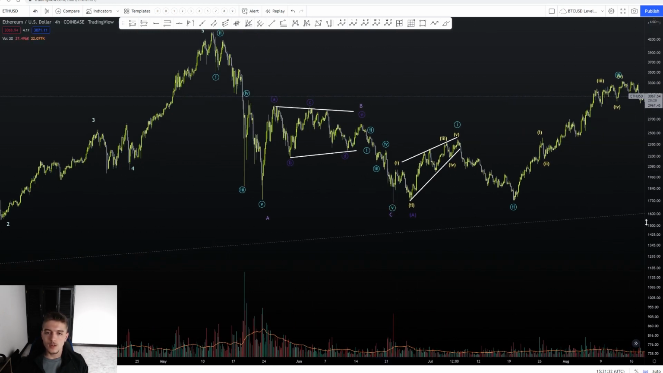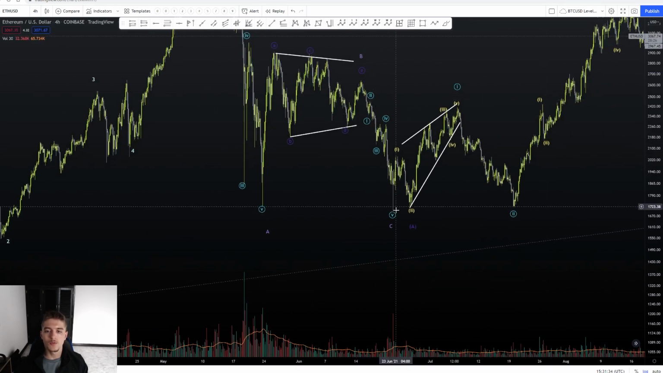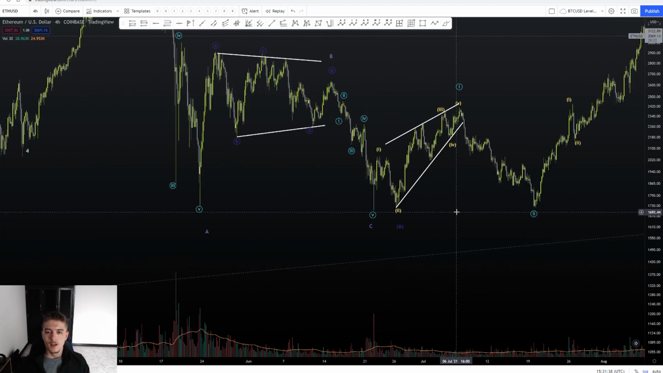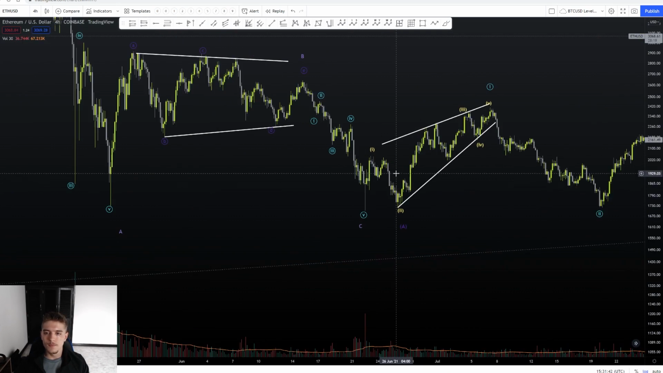Then we can count down a 1, 2, 1, 2, 3, 4, 5, for this wave C. And then we start out with, this would be, let's see. So we're gonna call this a leading diagonal, and let's see if it's valid because I haven't updated this count right here in a little bit of time.